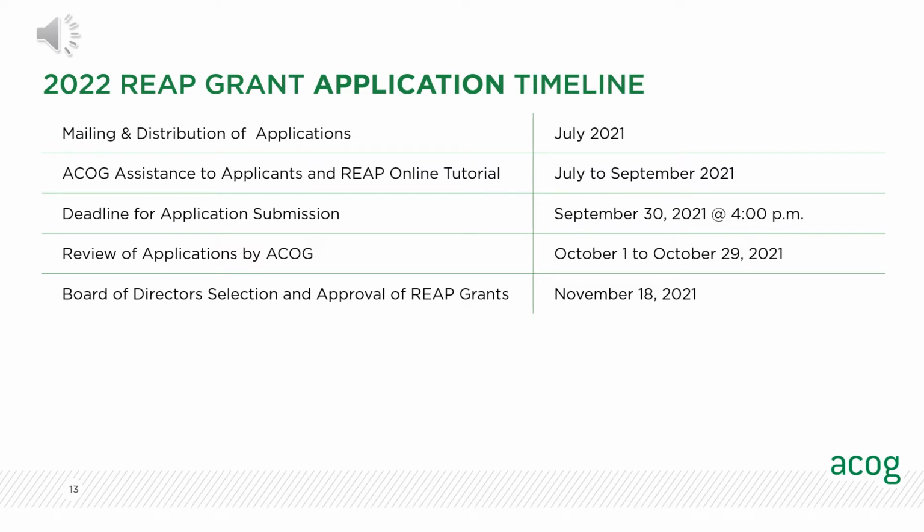We also wanted to share with you a timeline that describes the lifespan of a REAP grant. Applications are available online beginning with July 1st. We at ACOG can help answer any questions about application between July 1st and September 29. Applications must be in the ACOG office by September 30th at 4 p.m. This is a deadline I will emphasize again.